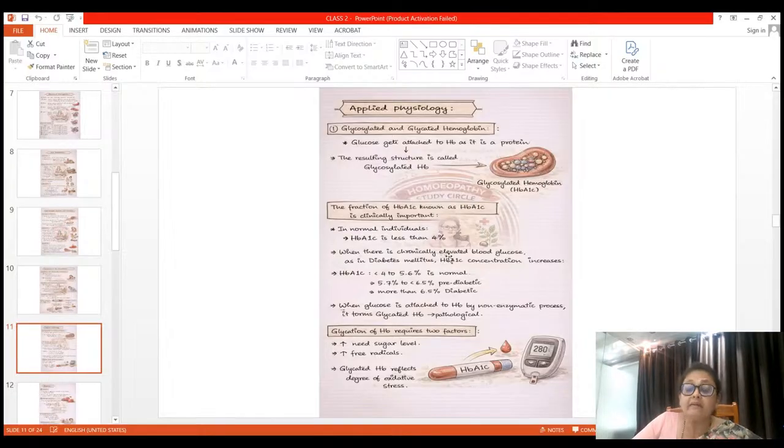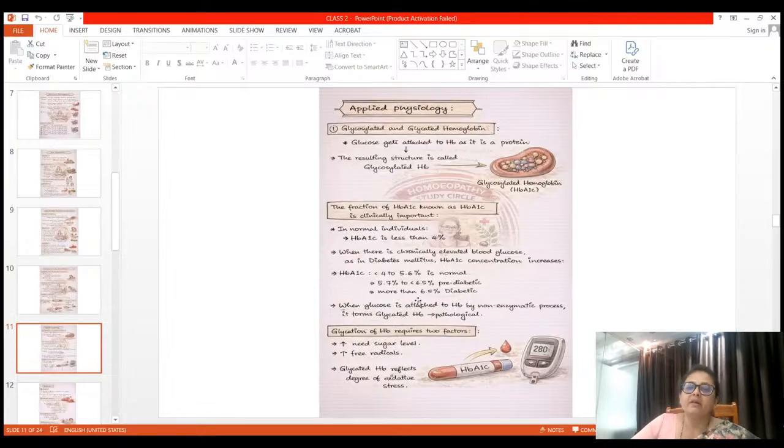When there is chronically elevated blood glucose, see, in case of diabetes, that is why it is also called the 3 months average. Because when blood glucose is chronically increased, it is high every day for a very long time, of course definitely more hemoglobin gets glycosylated. Clear? So that is why the glycosylated hemoglobin percentage increases. So 5.7 to 6.5 is pre-diabetic, more than 6.5 is diabetes.